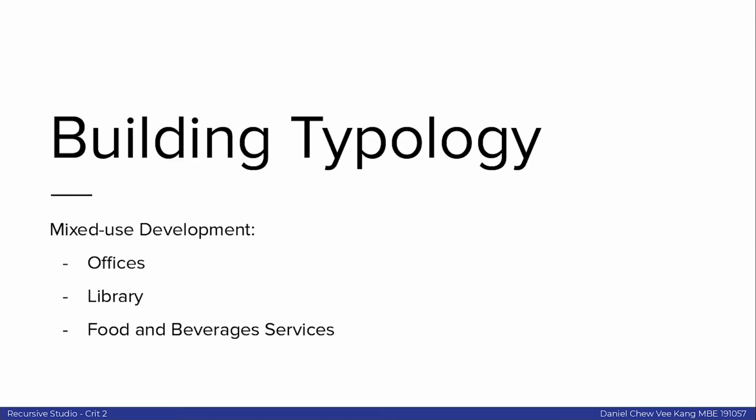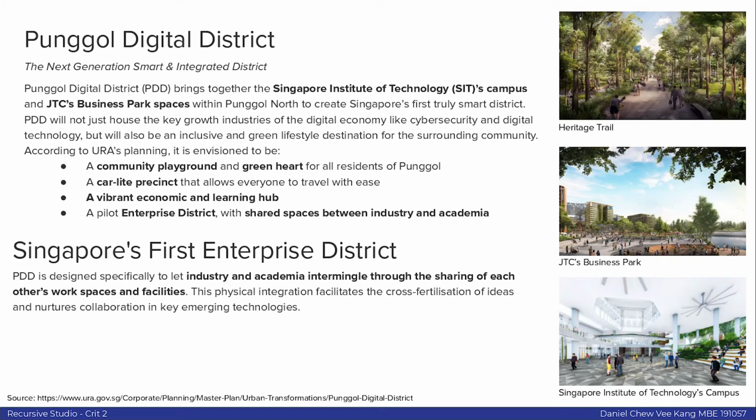The building typology would be of a mixed-use development, consisting of offices, library, and food and beverages services. This is in line with the Urban Redevelopment Authority of Singapore, where they intend to make Punggol a digital district. The PDD, as they call it, intends to bring together the Singapore Institute of Technology campus and JTC's business park spaces within Punggol North to create Singapore's first truly smart district.